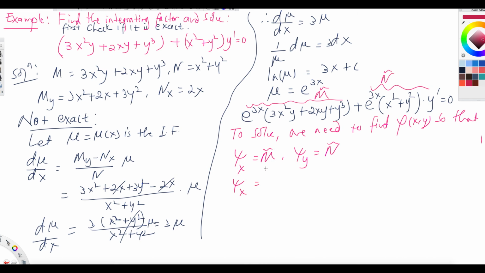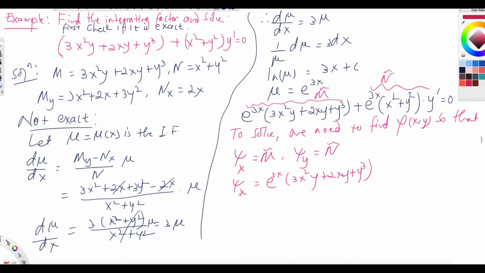So m is e to the 3x times 3x squared y plus 2xy plus y cubed. Now we need to integrate this with respect to x. Okay, guys? So to integrate this with respect to x, what do we get? We will have to use product rule there, okay? You will have to use product rule.